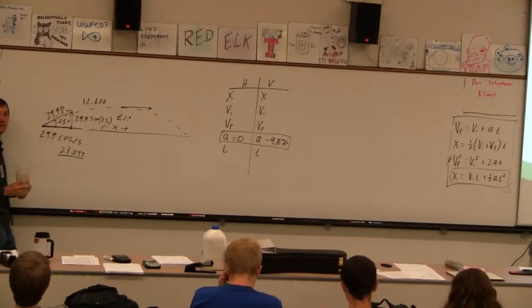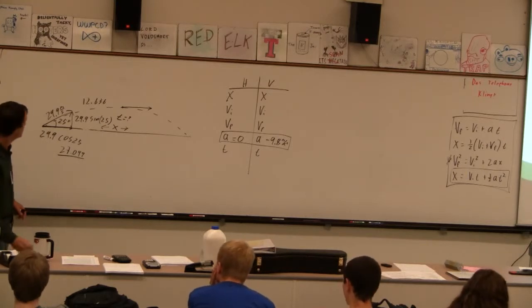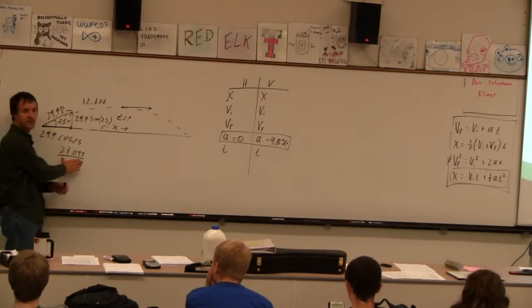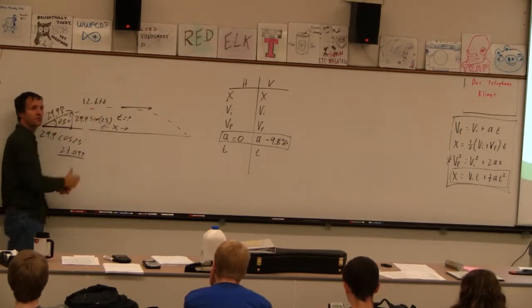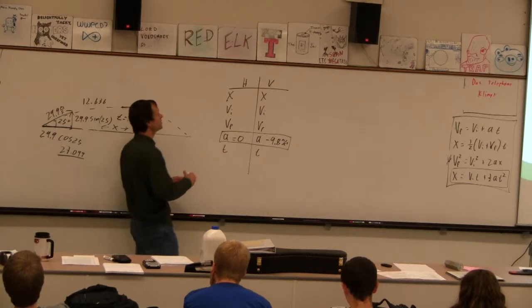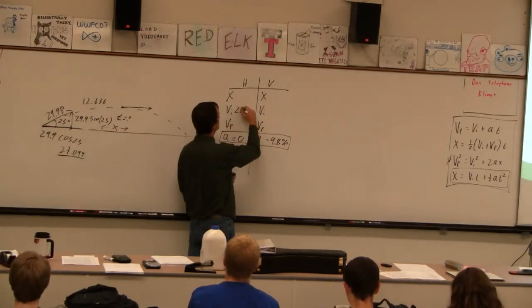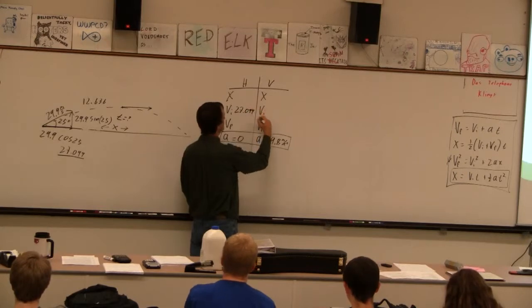Are we good? Has everybody gotten these components? So now we know for this initial launch velocity how much is horizontal, how much is vertical. So what should we do with those? So that's the initial. Right? So what's my initial horizontal? And what's my initial vertical?